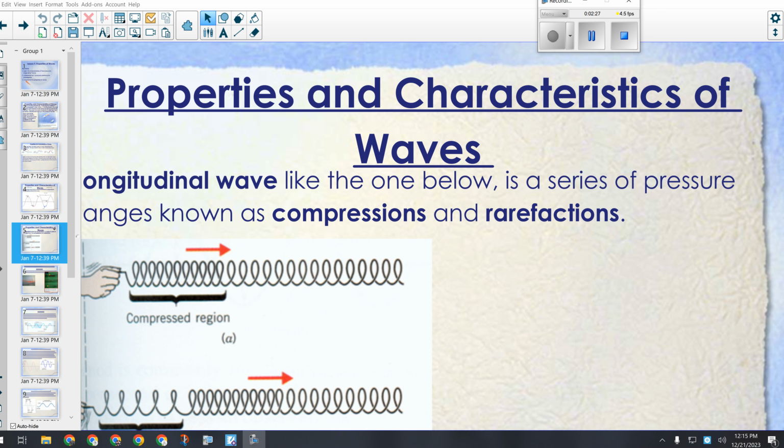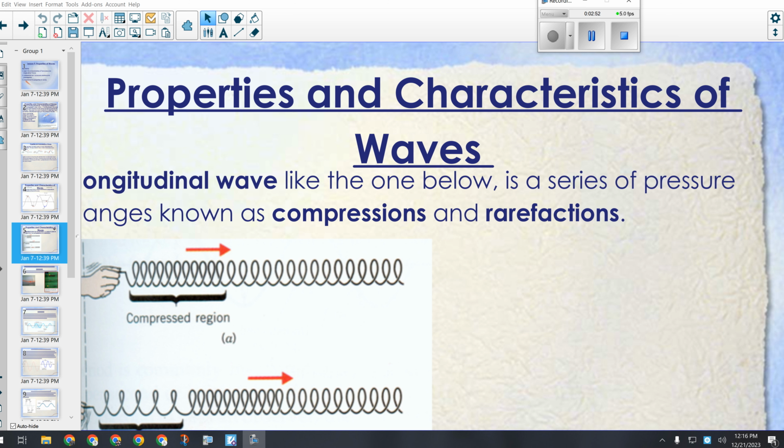Now, if I just make that pulse, when it reflects off Tyler, I made it out to this side. What side does it come back on? The opposite side. When we get to wave behavior, we'll talk about why when a transverse wave reflects, it reflects back inverted. So those are transverse waves.